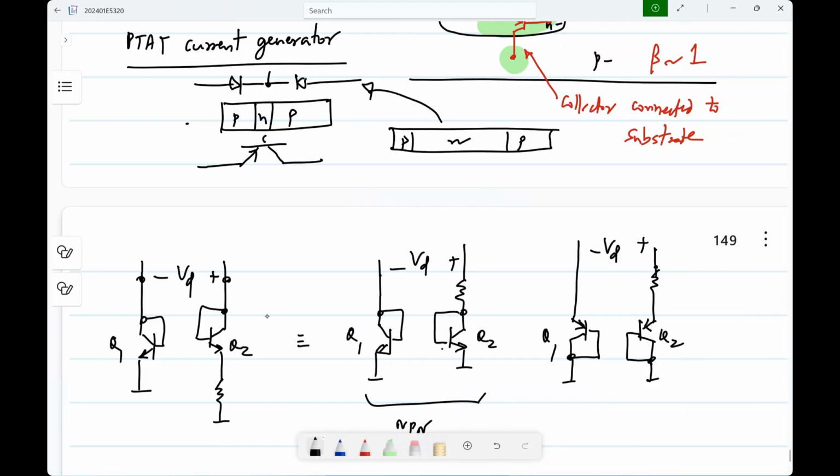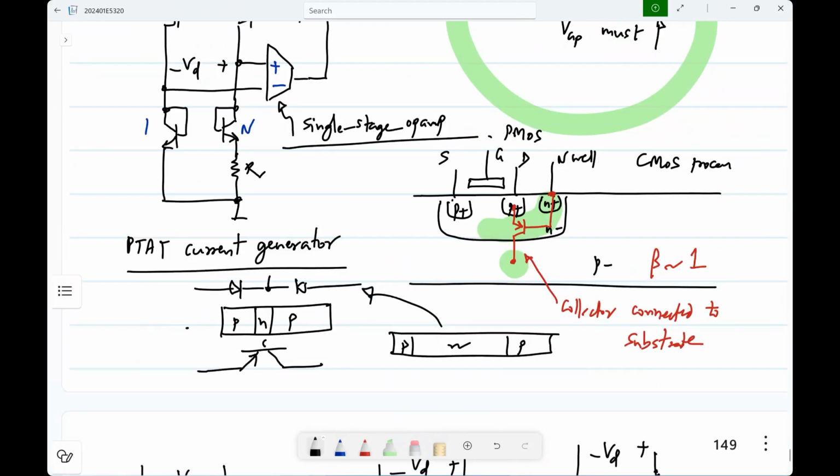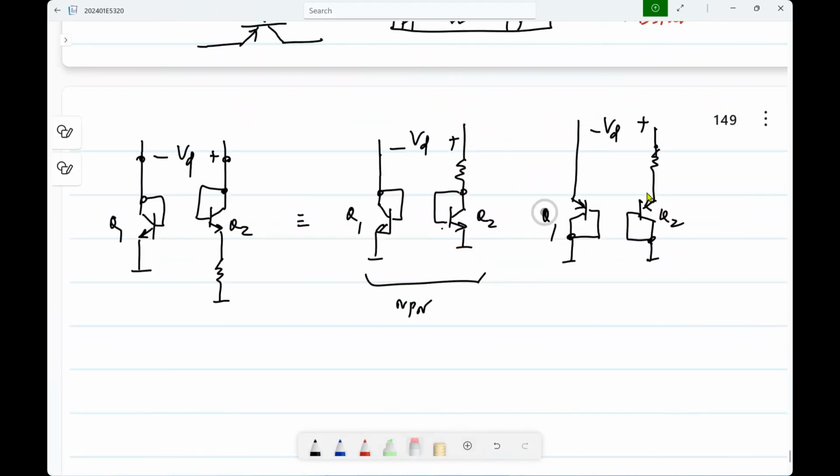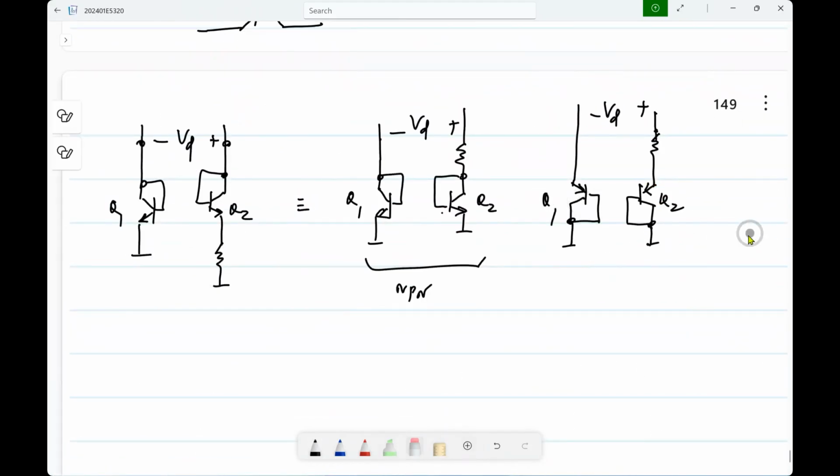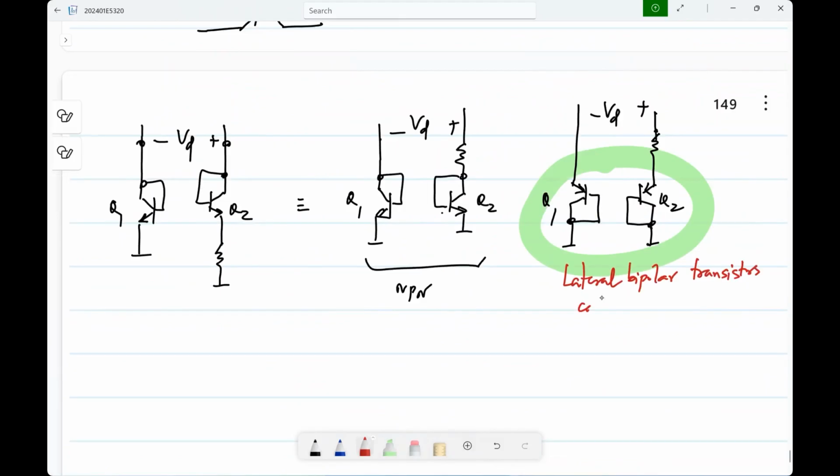So basically, I said the issue here is the collector is connected to the substrate. At least in this particular circuit, the collector is connected to the lowest potential, or the ground. So at least for this circuit, those lateral bipolar transistors are useful. But of course, if you have proper bipolar transistors, use them by all means. But the point is, even in a purely CMOS process, you can still make this circuit.